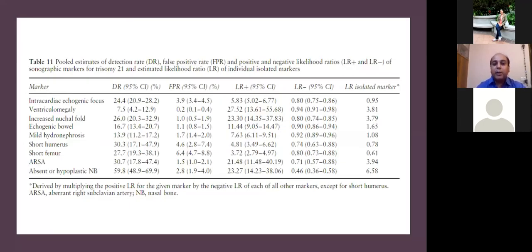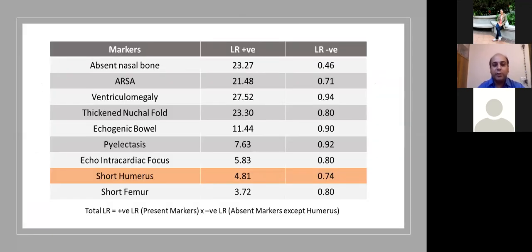The complete crux of the article is in this table. This table seems a bit cluttered, so we will take out the relevant data from it in a simpler table, and we found this table. This table has the positive likelihood ratio of each and every marker and the negative likelihood ratio of each and every marker. So this table is actually what is required for us. The equation through which we will go ahead is given at the last.